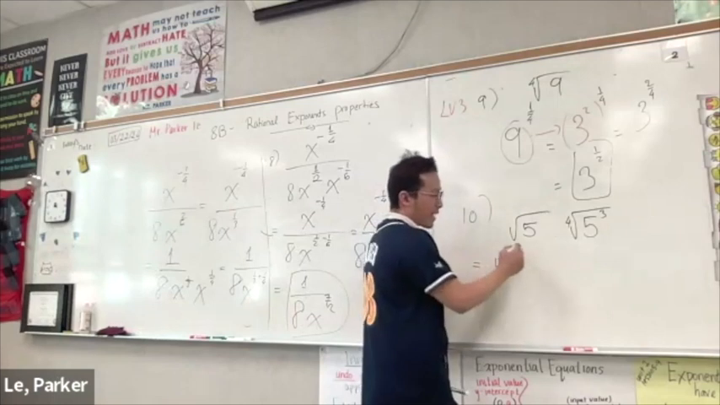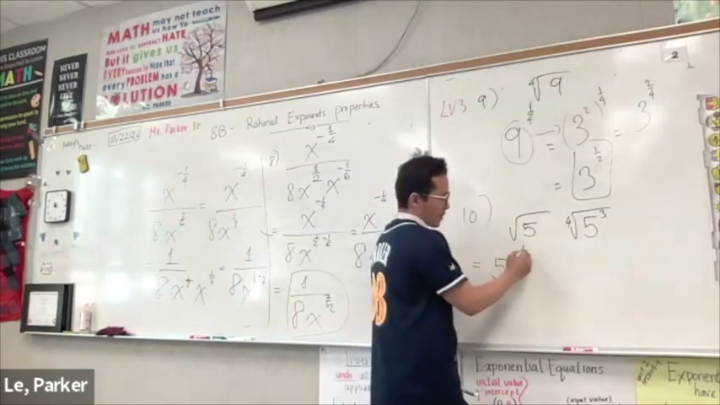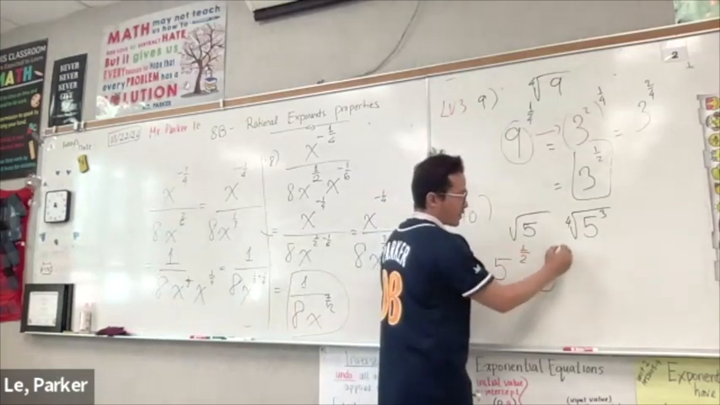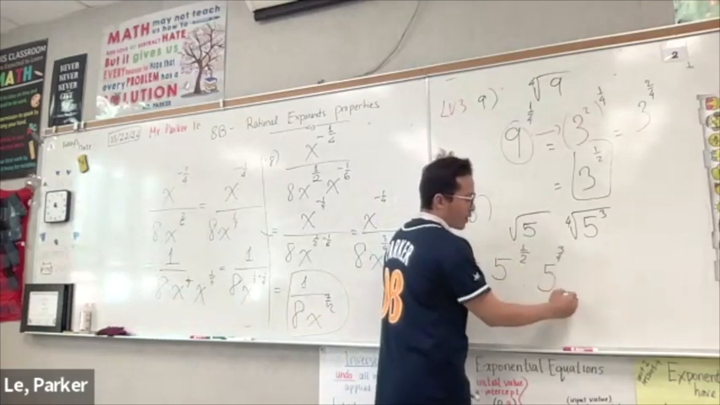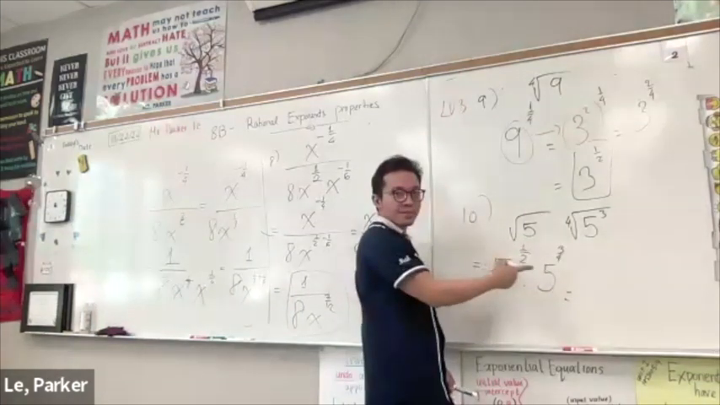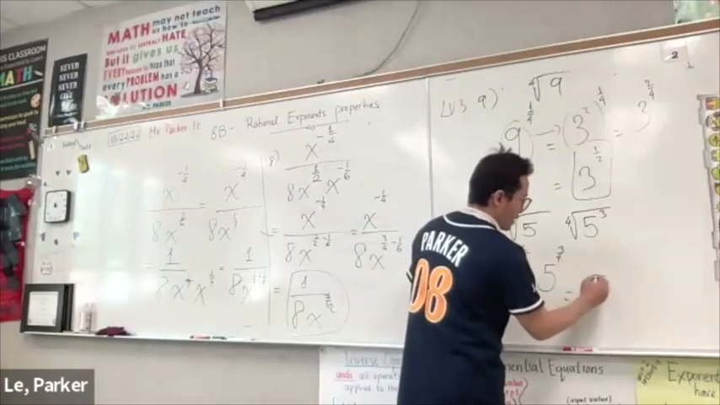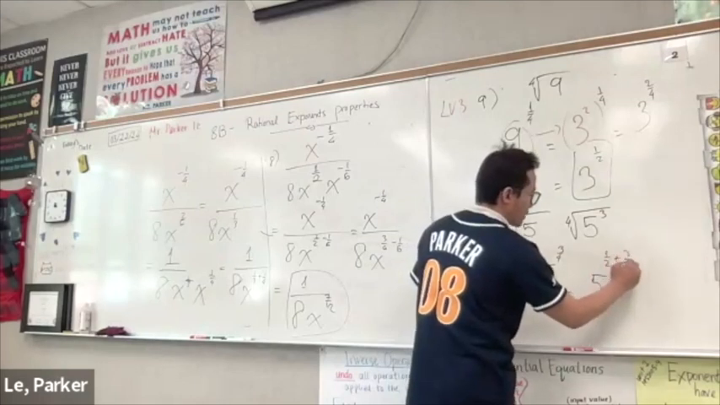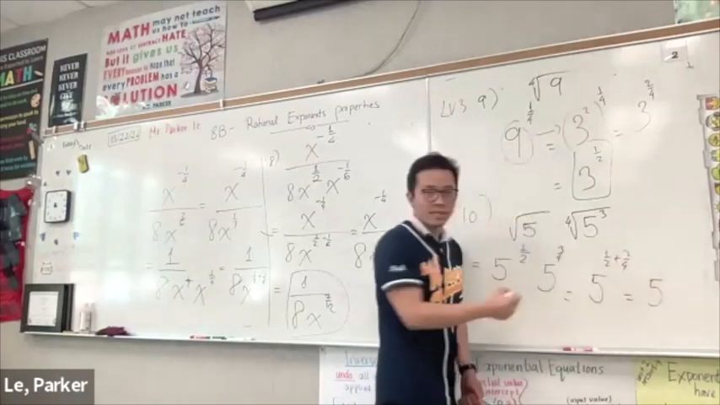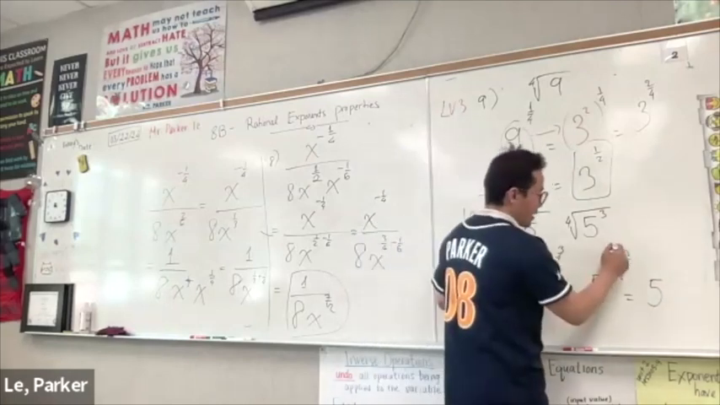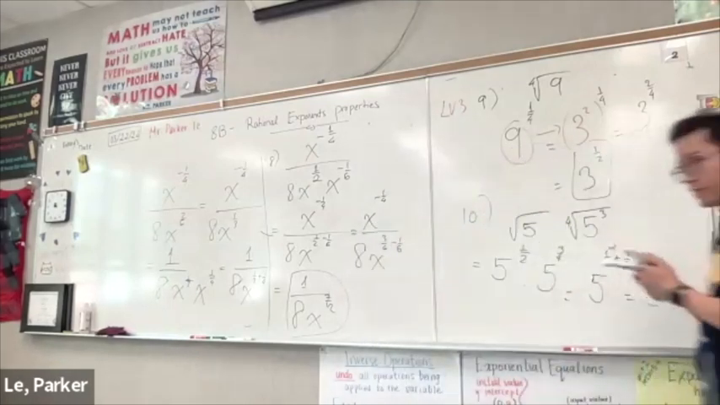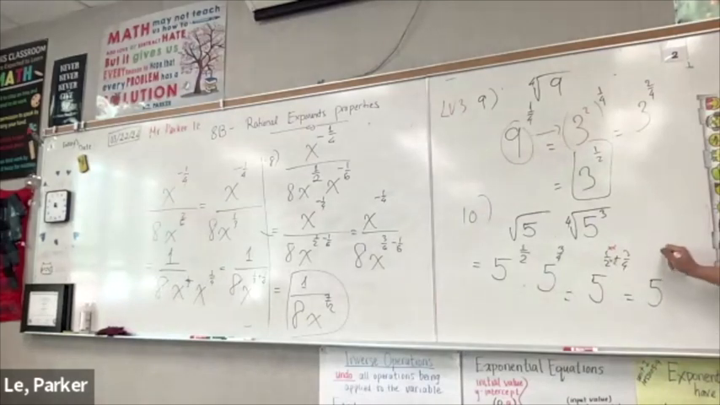Yes, you convert this, so 5 to the power 1/2 and 5 to the power 3/4. What you gonna do with the power here? Add them. So 1/2 plus 3/4. How can you make them into the same denominator? Right, so that's gonna be multiplied, 2/4. So 2/4 plus 3/4 is 5/4. That's it.